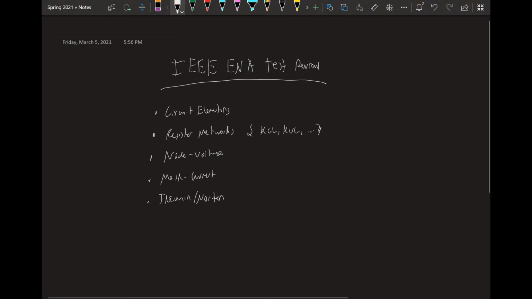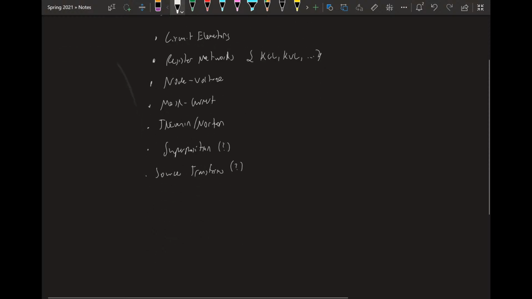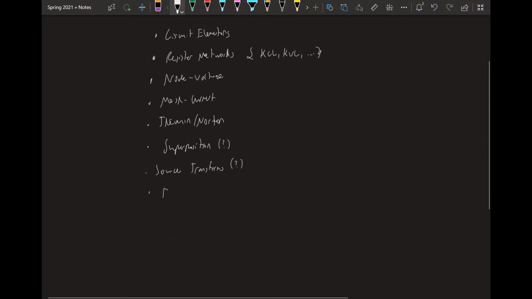As far as a question, what is... does it go up to first? Do you guys do this? I'm unsure about these topics. Superposition and source transformations. I'm not sure if you guys cover them, and then I'm not sure if you guys have gone up to first order circuits. All right, pretty much that.